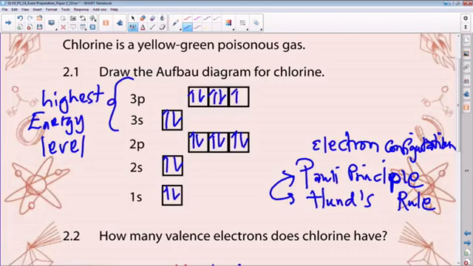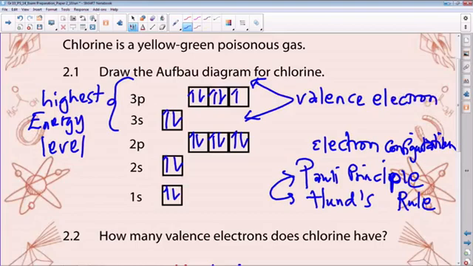Now in this case, it has got the s and the p suborbitals. Now what we're saying here is these are the 7 which occur in the highest energy level. So these are what we call the valence electrons. These are the valence electrons, or these electrons that occupy the highest energy level. So there are 7 of them. That's why chlorine is in group 7, or group 17 if you want to choose it. So it means it has got 7 valence electrons.